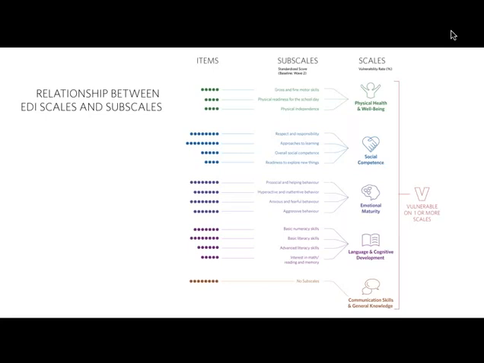It only has 8 items, and so it can't be broken down any further. And so those subscales, which will be the main part of today's talk, go into our much more familiar 5 scales of physical health and well-being, social competence, emotional maturity, language and cognitive development. So we'll be focusing on those.